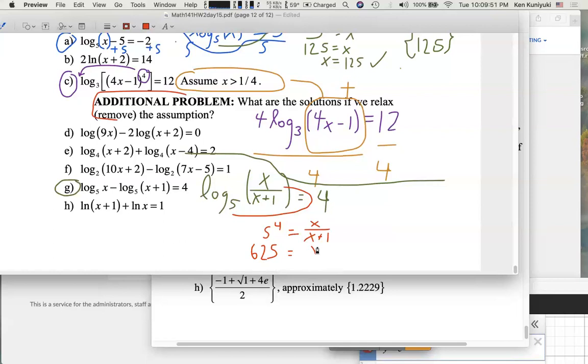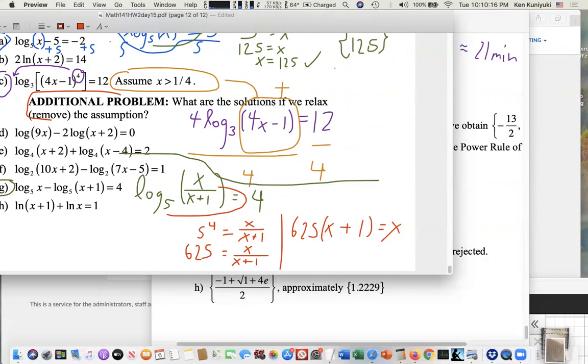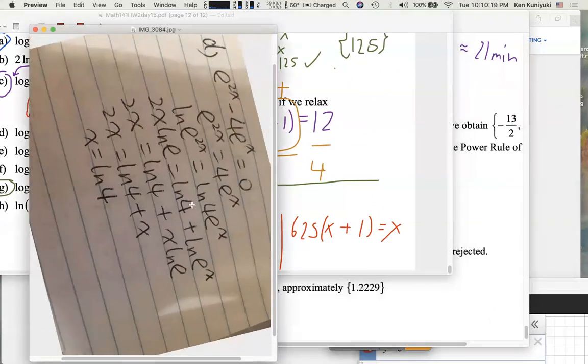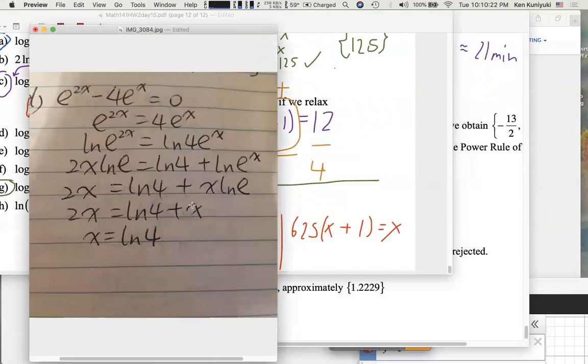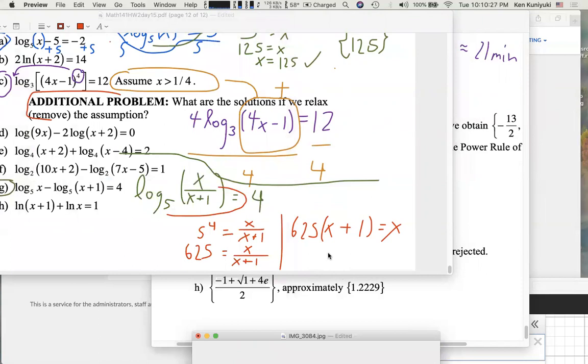This is a tricky algebra problem. 625 equals x over x plus 1. There's not much to do aside from multiply both sides by x plus 1. So you have 625 times the quantity x plus 1 equals x. A student is offering checking this work? Yes, let's do that in a minute. Now let's do this.